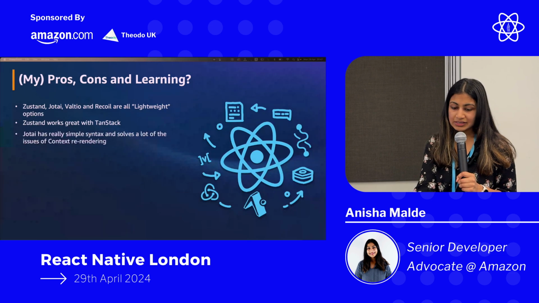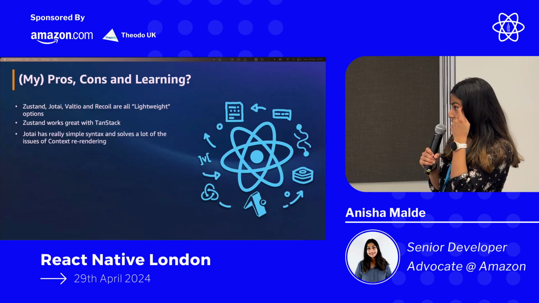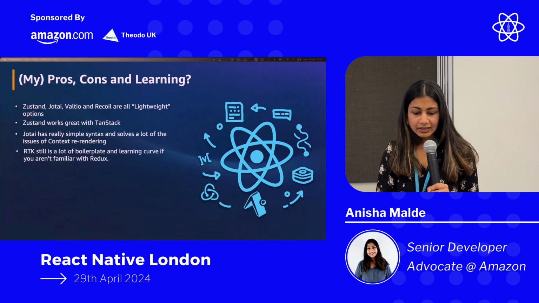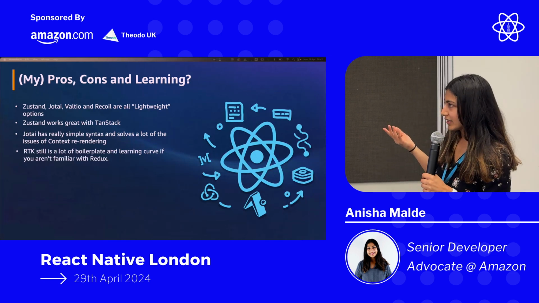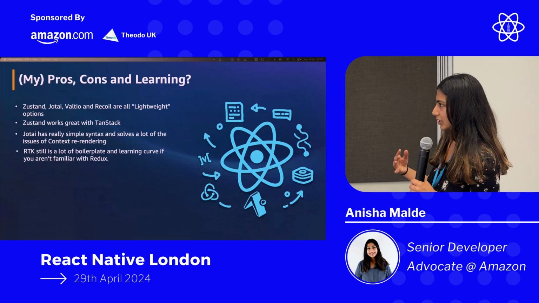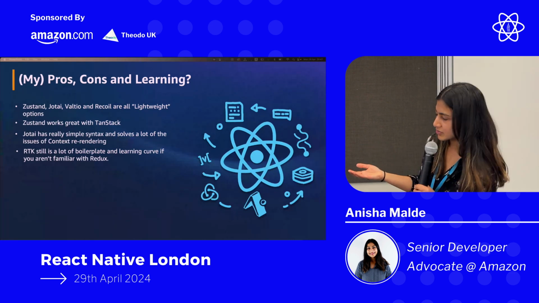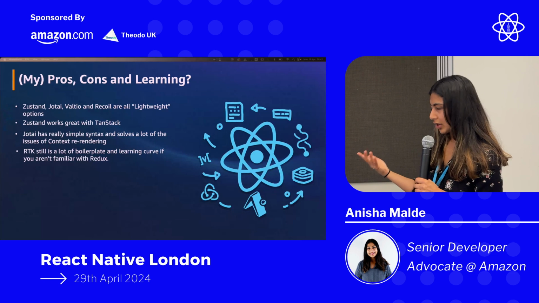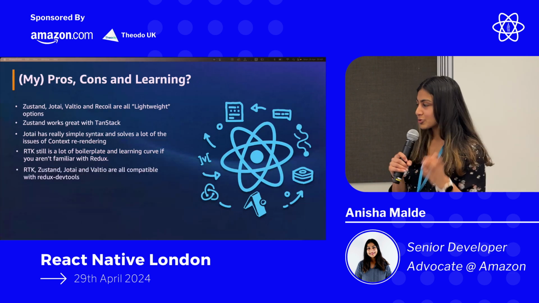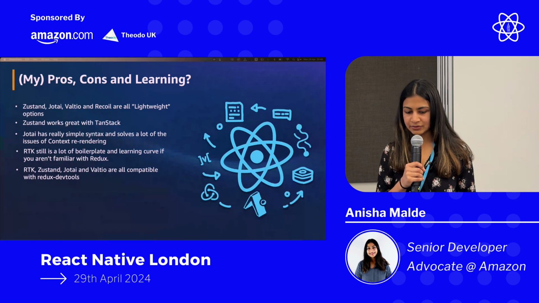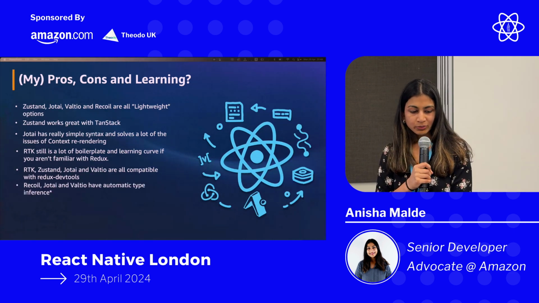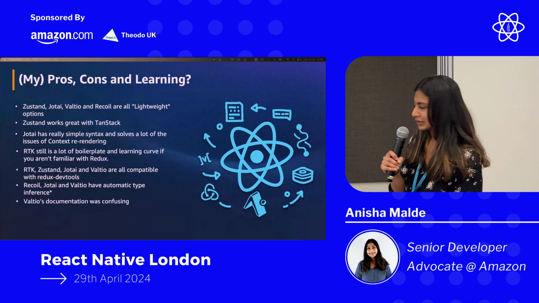Jotai has a really simple syntax that solves a lot of the issues with context re-rendering. RTK still, I feel, comparatively has a lot of boilerplate, and if you aren't familiar with Redux, it still might have a learning curve as well, but it's still a great option for large apps. RTK, Zustand, Jotai, and Valtio are all compatible with Redux DevTools. So if you're used to Redux DevTools, these are great options. Valtio's documentation was a bit confusing for me.